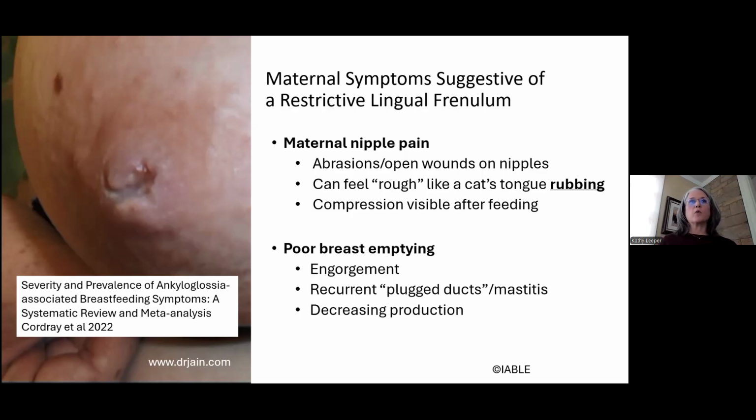The other big one is poor breast emptying. So if the baby can't either get the breast in their mouth very far or hold it back very far or lift their tongue and drop it to create the suction, then mom's going to get gorged if it's happening very early. She's going to get plugged ducts and mastitis if it's happening later, and she will experience a decrease in production over time based on how poorly the baby's removing. She'll also, if you're doing self-efficacy scores, score poorly.